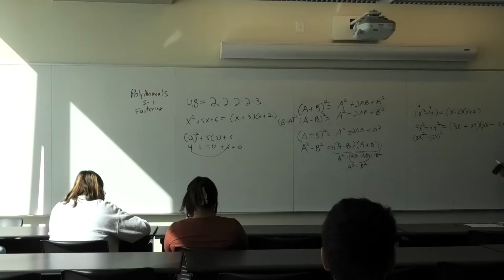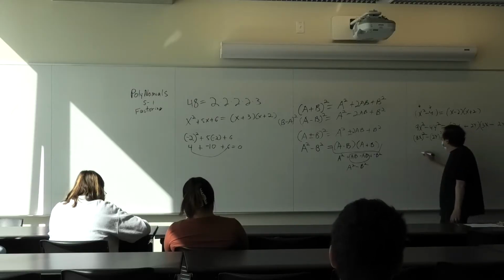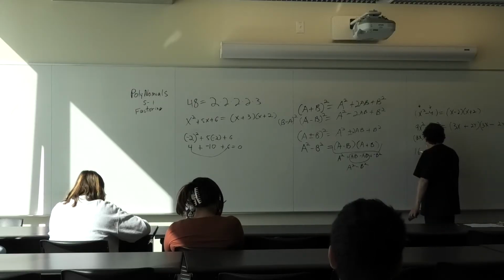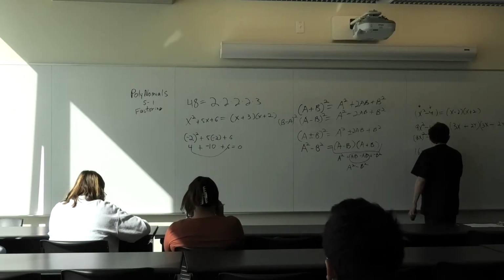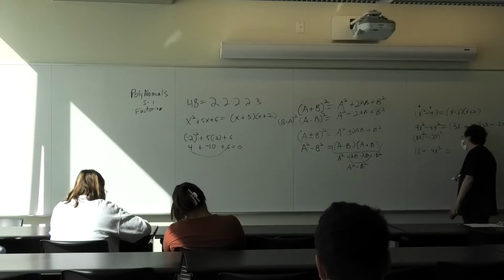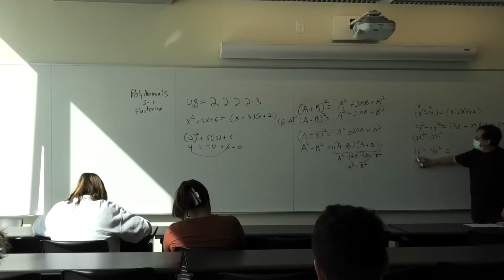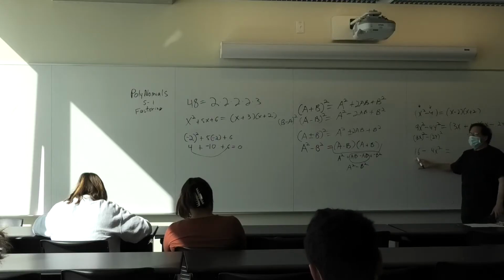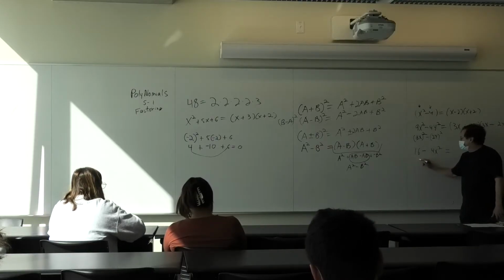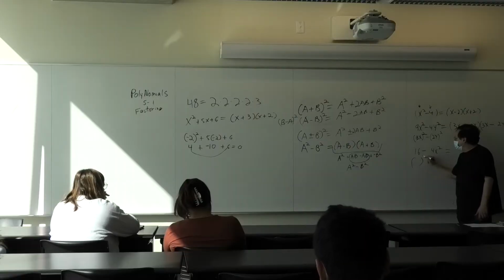Let's keep going just a little bit. How about 16 minus 4x squared? Someone else who hasn't tried this. What's my square here? What am I squaring to get 16?